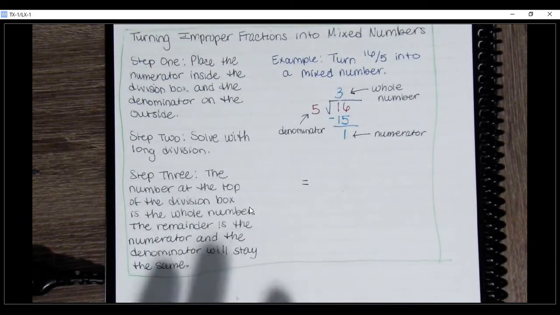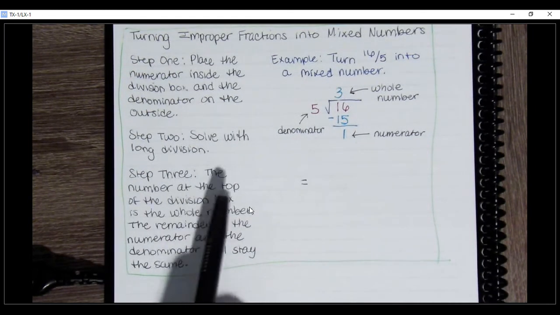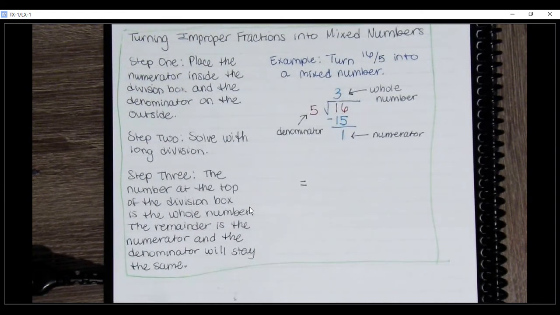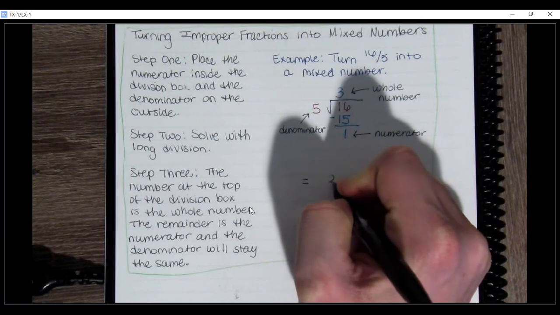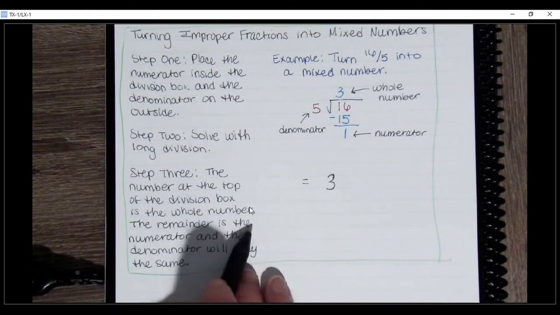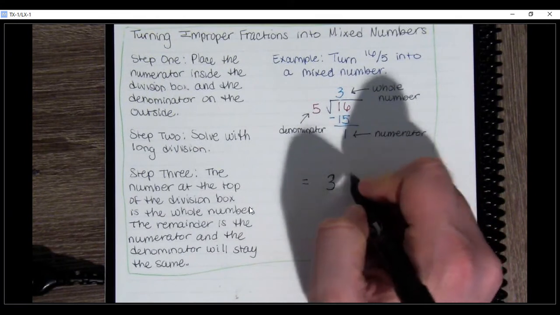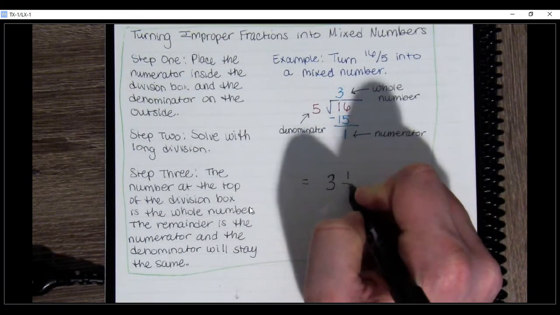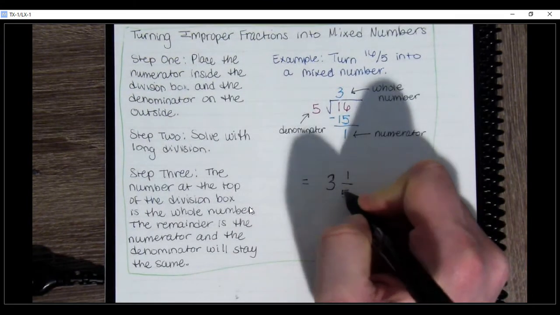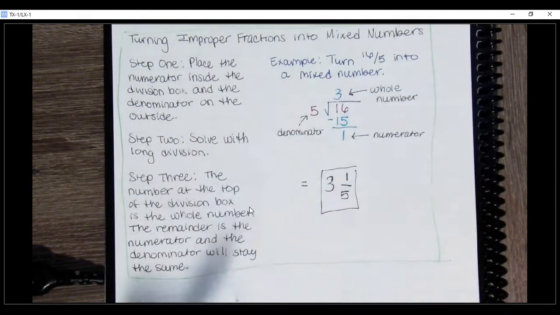Now we just have to see which numbers are which. Step 3, the number at the top of the division box is the whole number. So 3, I even have it labeled for us, is our whole number. I'm going to write that nice and big out in the front. The remainder is the numerator, which is our 1. And the denominator will stay the same. That 5 staying exactly the same. And look at that, we have our answer, 3 1/5.